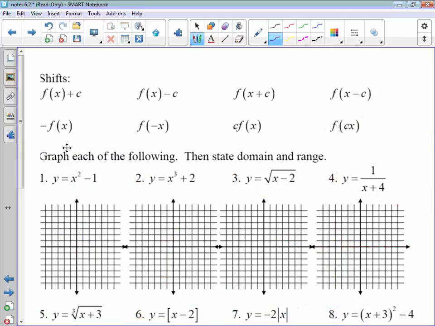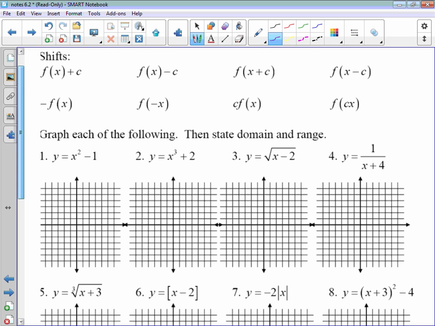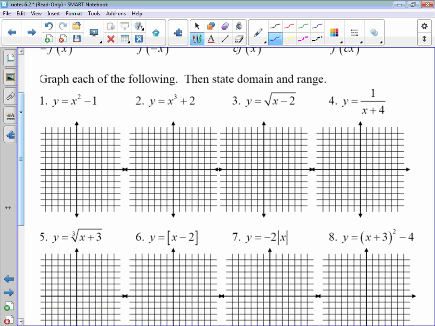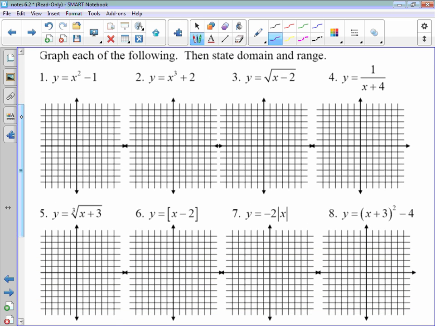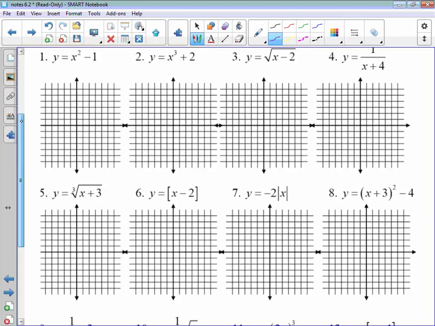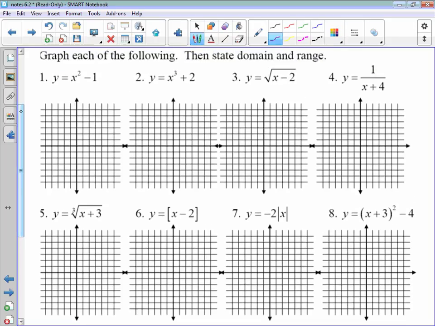This stuff at the top here with the C, that's exactly what we just went over, so we're not going to do it again. So it's a C instead of a number, that's all. So let's try to graph some of these.